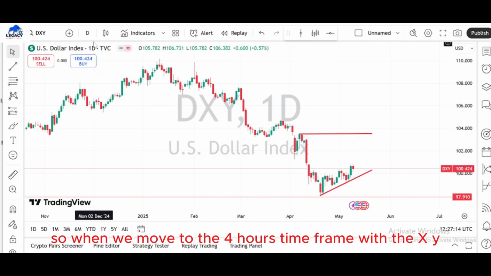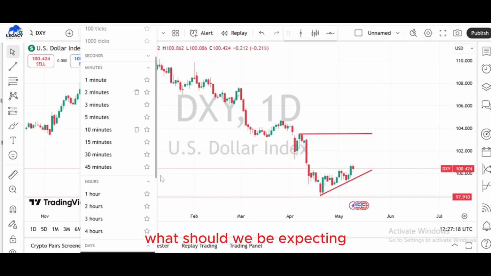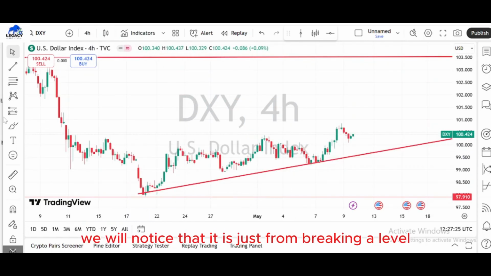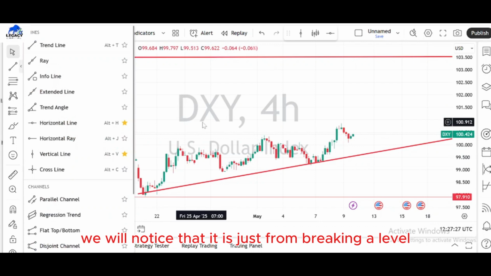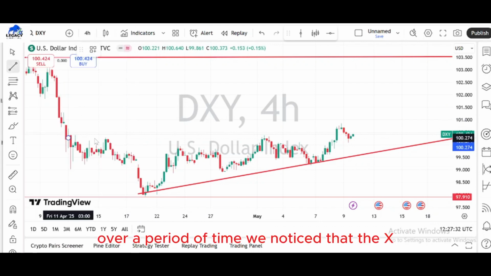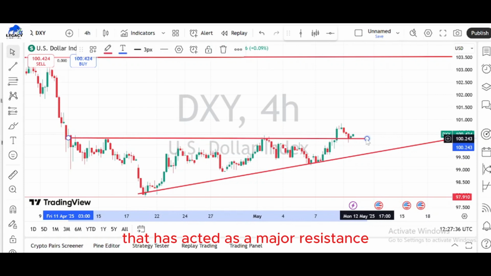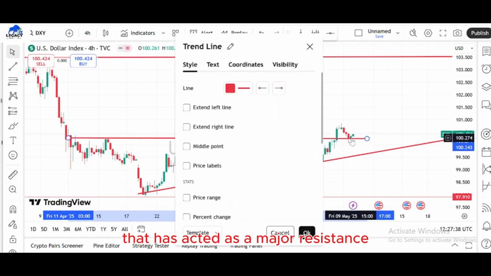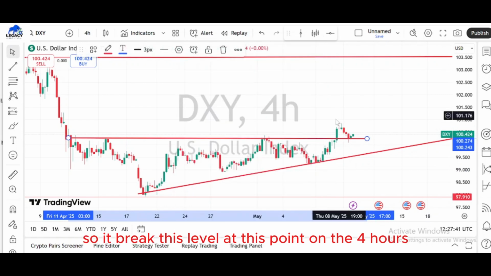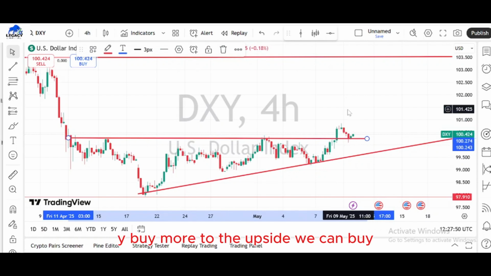So when we move to the 4 hours time frame with the DXY, what should we be expecting? On the 4 hours time frame, we will notice that it is just from breaking a level that has acted as a major resistance over a period of time. We notice that the DXY has broken this level that has acted as a major resistance, and it has retested back the zone. So it breaks this level at this point on the 4 hours. It retested the zone and is now buying. So we want to see that the DXY buy more to the upside.